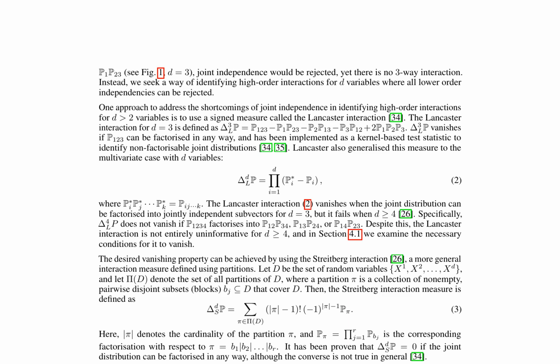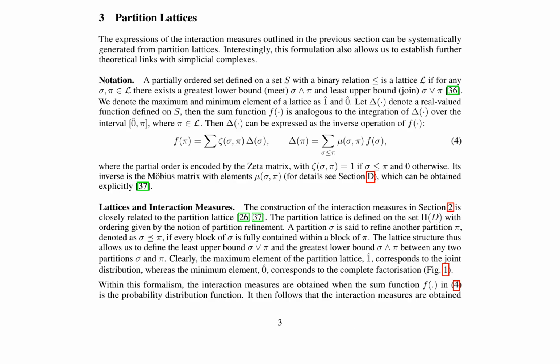To address this limitation, the authors propose the Streitberg interaction, a more general interaction measure defined using partitions. The Streitberg interaction is defined as Δ_S P = Σ over π in Π_d of (−1)^(|π|−1) (|π|−1)! P_π, where Π_d is the set of all partitions of the random variables, and P_π is the corresponding factorization. This measure has been proven to vanish if the joint distribution can be factorized in any way.